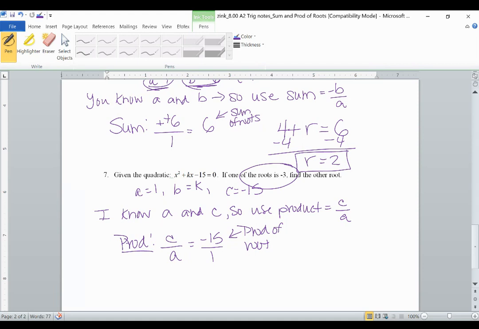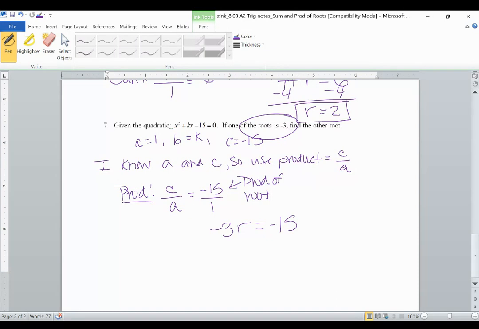how could I find the other one? I'm going to take -3 times my other root is going to give me -15. Divide that by -3, and that will give you your +5. So 5 would be your other root. And we know we have only 2 roots because the highest exponent is a 2.